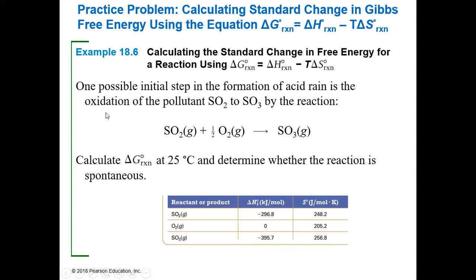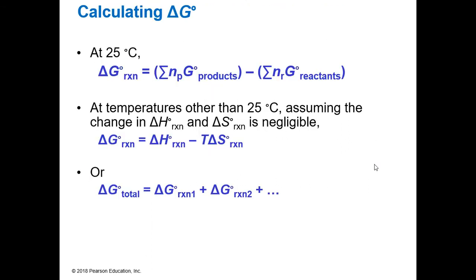One possible step for the formation of acid rain is this reaction here. Calculate delta G, it says at 25 degrees Celsius. Okay, so that's easy enough, right? And determine whether the reaction is spontaneous. Well, if we look back at our ways of calculating at 25 degrees Celsius, we could do it this way, but they didn't give us the G values for each of our reactants and products. So I guess we can't do it that way.